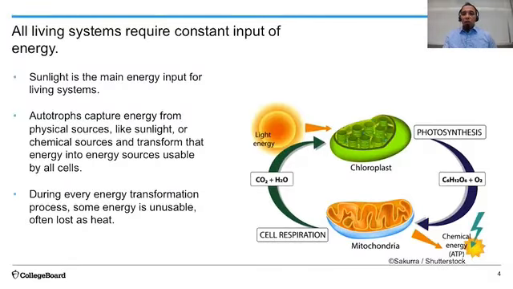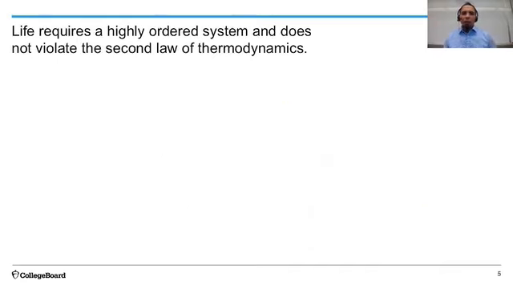But during every energy transformation process, some energy is unusable and often lost as heat. As I said, as we're sitting here now, we are giving off unusable energy in the form of heat. So when we're thinking of energy, we have to understand that life requires a highly ordered system. Highly ordered is important, and it does not violate the second law of thermodynamics.